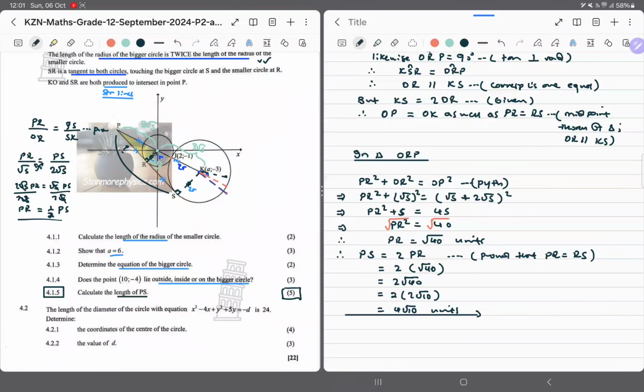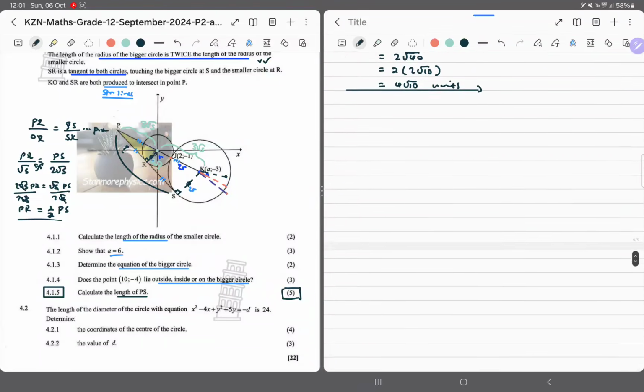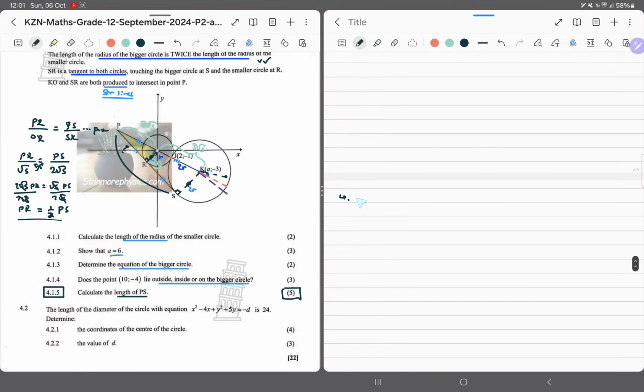Okay, not a problem. So let's move on to 4.2. Now 4.2 says the length of the diameter of a circle with this equation is 24. Okay. Now we need to determine the coordinates of the center, so we need to complete the square there. So 4.2.1.